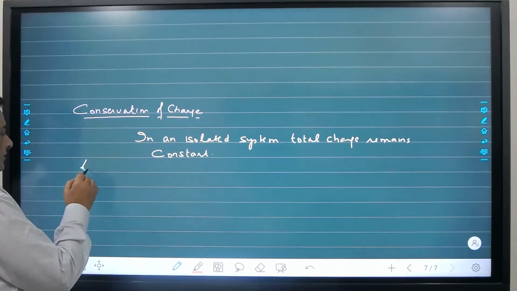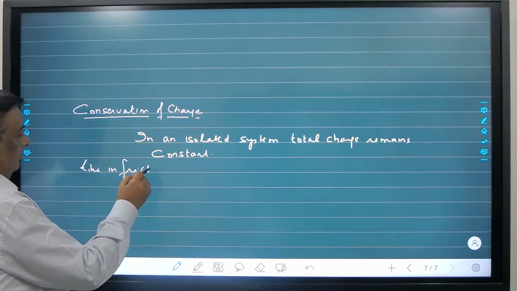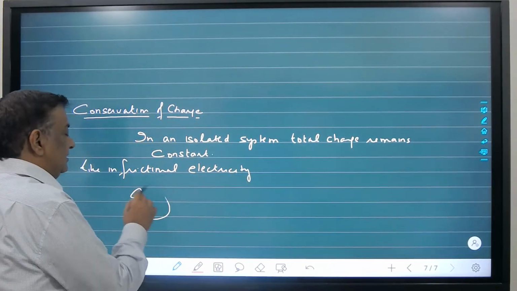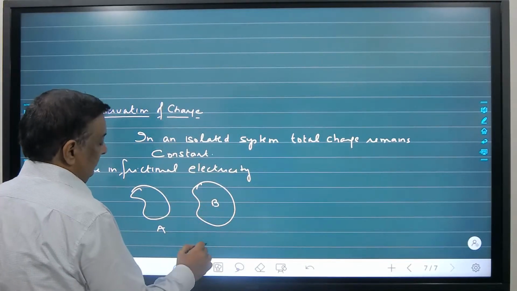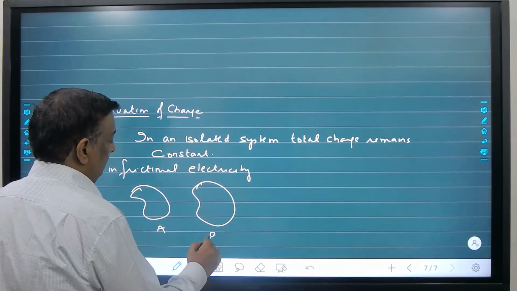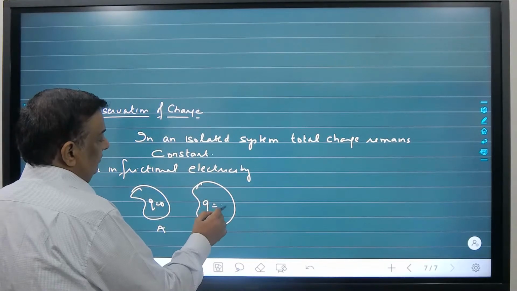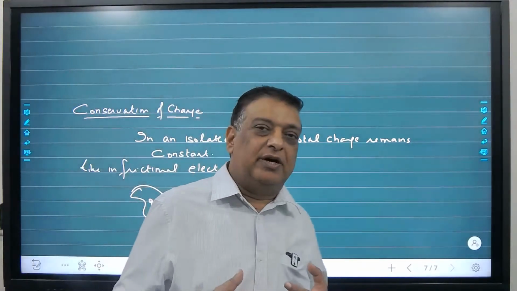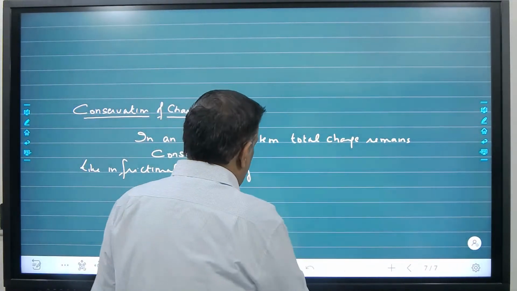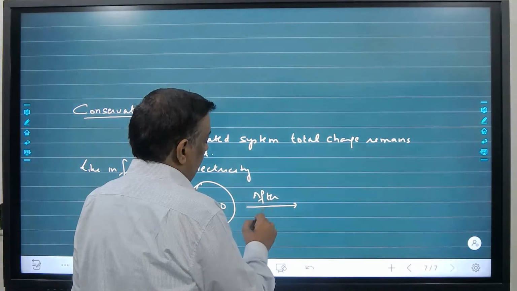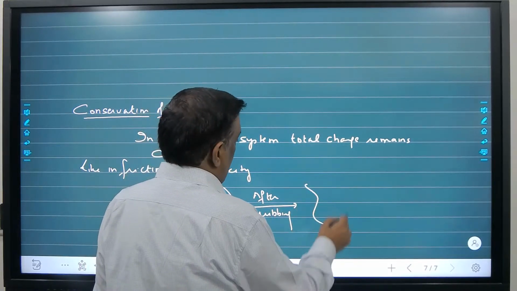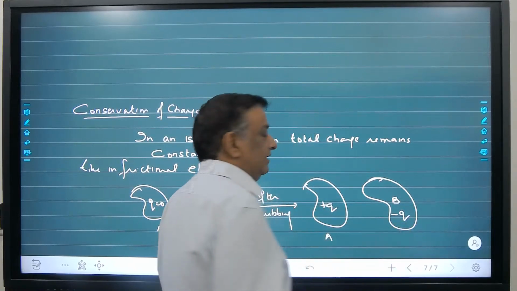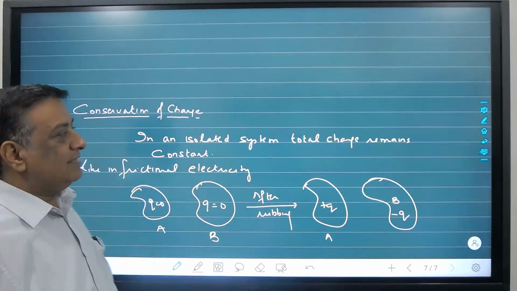Like in frictional electricity, you have two bodies of different materials A and B. Charge on both the bodies is zero. Conservation implies that when you rub, the positive charge acquired by one body is always equal to the negative charge acquired by the other. After rubbing, if A has a charge of plus Q, B will have a charge of minus Q. So the total charge remains zero. So that's conservation of charge.